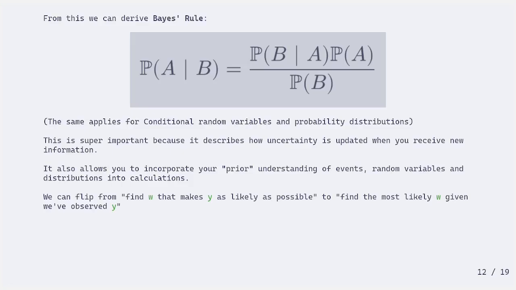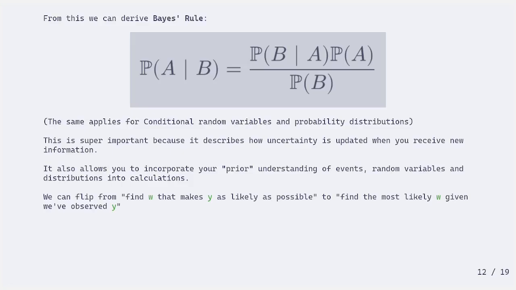So the P of A and P of B here are called priors. They're like, here's what we thought we knew before we received this information: here's the probability of event A, and here's the probability of event B. P of B given A is called the likelihood. It's the probability that the outcome satisfies event B, given that it also satisfies event A. And the posterior is this P of A given B term on the left side.